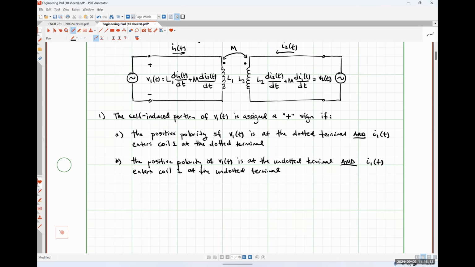So if our positive polarity terminal is at the dot and our current is flowing into the undotted terminal, as it flows the opposite direction, this would get a negative sign. Similarly, if we put the positive polarity terminal on bottom while allowing the current to flow into the dot, we would also get a negative sign.